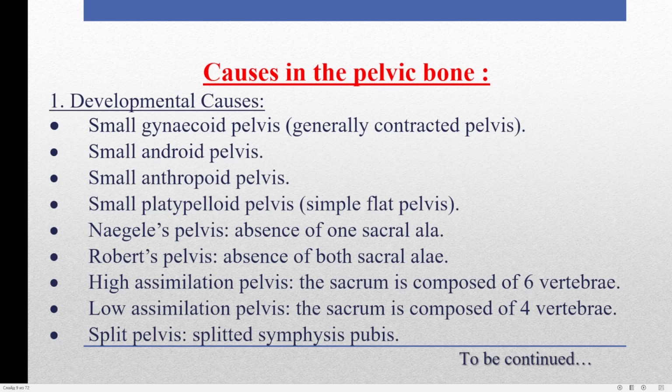First of all, developmental causes: small gynecoid pelvis, small android pelvis, small anthropoid pelvis. Later I will show all types of pelvises. Small platypelloid pelvis or simple flat pelvis. Naegele-Roberts pelvis is a high assimilation pelvis, when the sacrum is composed of 6 vertebrae, or a low assimilation pelvis, when the sacrum is composed of 4 vertebrae, or maybe a split pelvis. It's a split symphysis pubis.